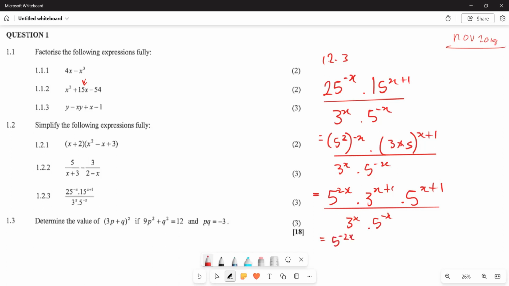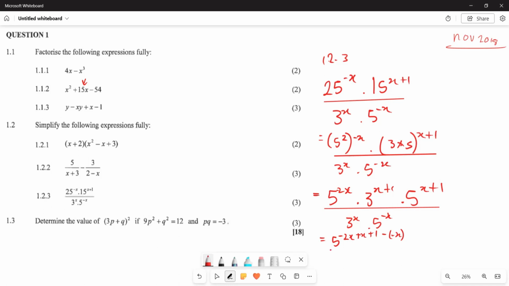Then now, because you also have your 5 in your numerator, this one you're going to add it. Plus x plus 1, right? You're adding the exponent. And then the denominator, it's negative x. So this is going to be minus, open brackets, negative x. Remember, we said when you are dividing the powers of the same base, you are going to subtract the exponents.